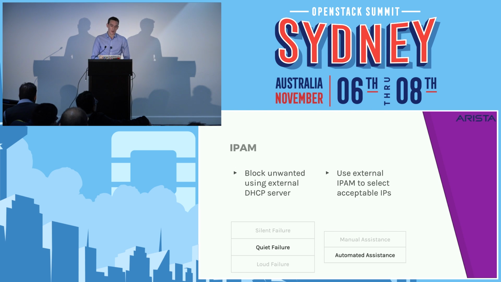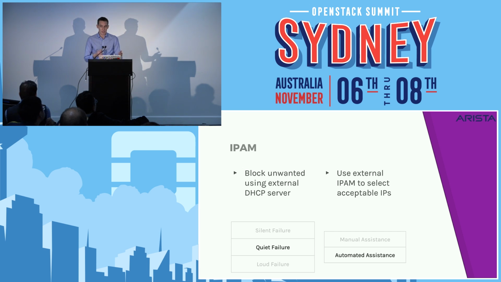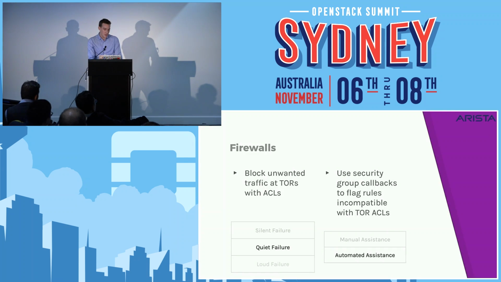With IP allocation, you can do something similar, which is you block unwanted IP addresses using an external DHCP server that's under the control of the network team. And then you can ensure that acceptable VLANs are provisioned using an external IPAM. Unfortunately, the way that's set up today, you're not going to find that the failure happened if you try to provision an unwanted IP address unless you go dig through the logs.